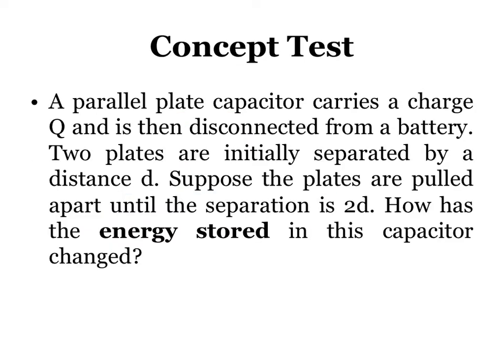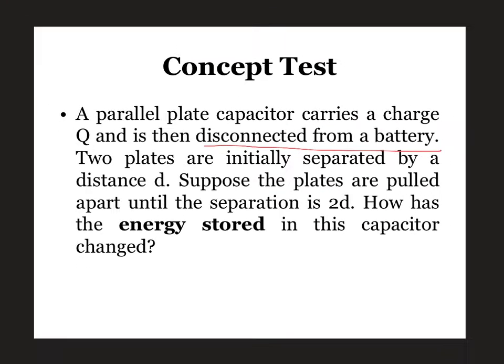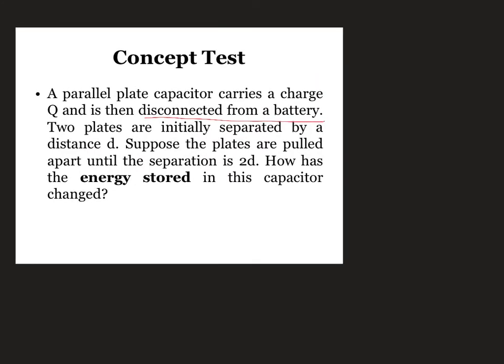Okay, so the question asks how the energy stored in this capacitor changes if, for example, you have two parallel plates that are connected to a battery and then disconnected, and the plates are initially separated by a distance d. The thing you need to understand is that once it's disconnected from the battery, the charge is not going to move anymore. So if, for example, you charged it to 50 coulomb, once you disconnect it from the battery, the charge still has 50 coulomb, because there's no more charge moving.